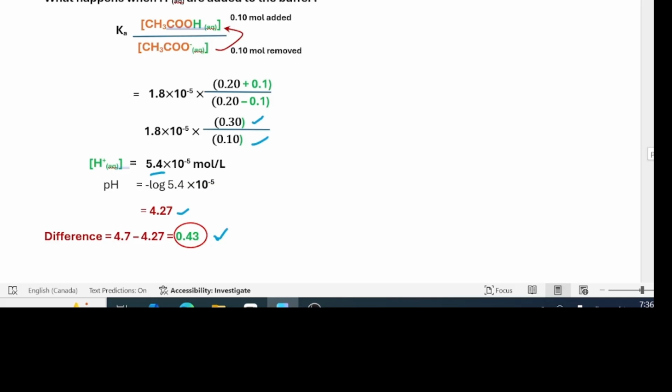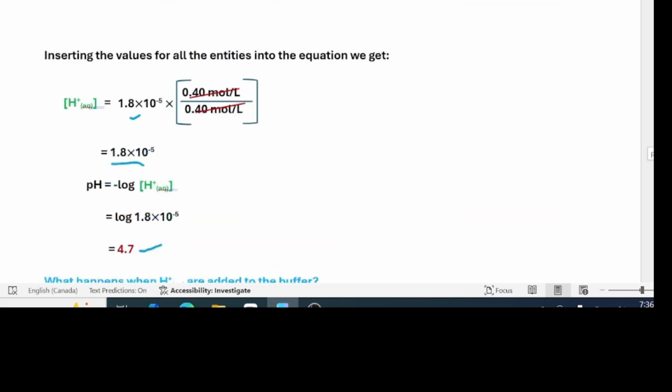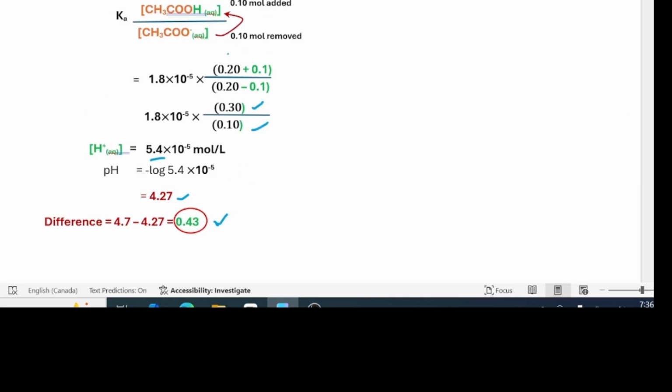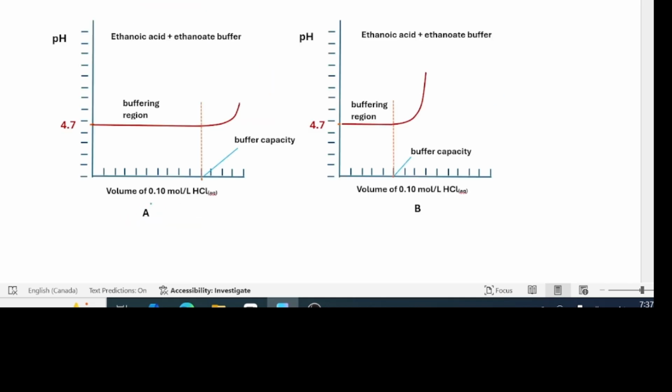You can see that the ability of this buffer up here was more effective in preventing a change in pH than this one here, which had less concentration of the acid and the base, and as such it wasn't able to buffer the solution as effectively as the one before. So the greater the concentration of the acid and the base in solution, the greater is its buffering capacity. This was the one with a high concentration.